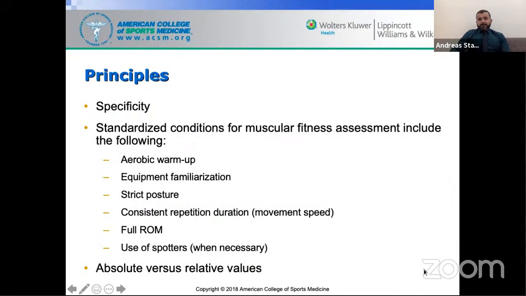Of course, there are some principles. If I'm doing a 1RM test for my chest, right? That's the principle of specificity. Also, there has to be a specific warm-up. They need to understand the equipment. They need to know the posture and the form, right? The speed of the movement has to be consistent. So when I'm doing a 5RM, if it's a 2 second concentric, it always has to be 2 second concentric. Full range of motion, and of course spotters if we need to. And again, there's a difference between absolute and relative values. Relative are always per kilo.